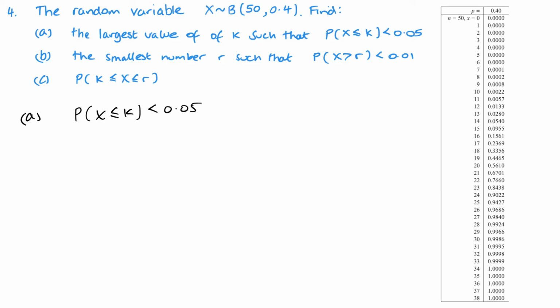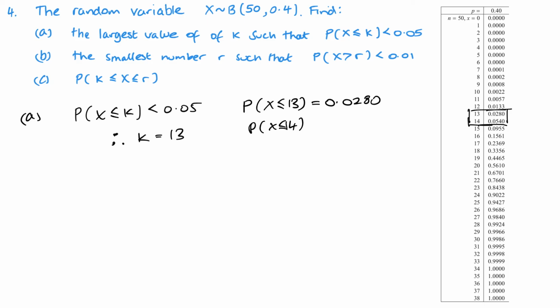So 0.01, 0.02. If I just circle these two values here, 13 and 14, you can see that 14 is going to fall outside of that, 0.054, so 13 is going to be our value. So in this case, therefore, k is going to be equal to 13. And this is because if I look at that, it's going to be 0.0280. Whereas if I looked at, say, the 14, which is next to it, that's 0.0540.